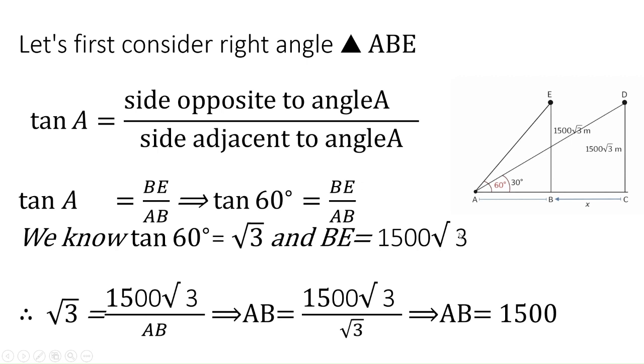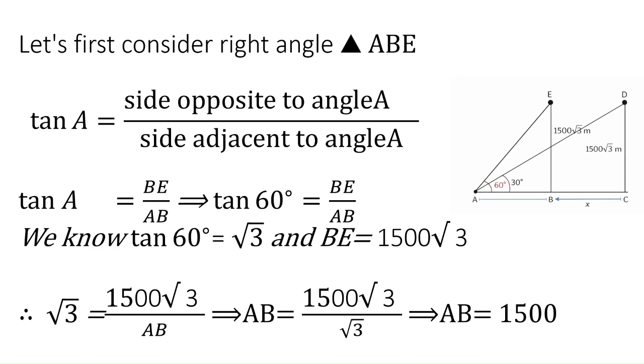So that means the initial distance on the ground, when we take the angle of elevation from the ground only, to the jet plane, AB becomes 1500 meters. But we need BC, and we cannot calculate it directly. We have to do one more calculation.